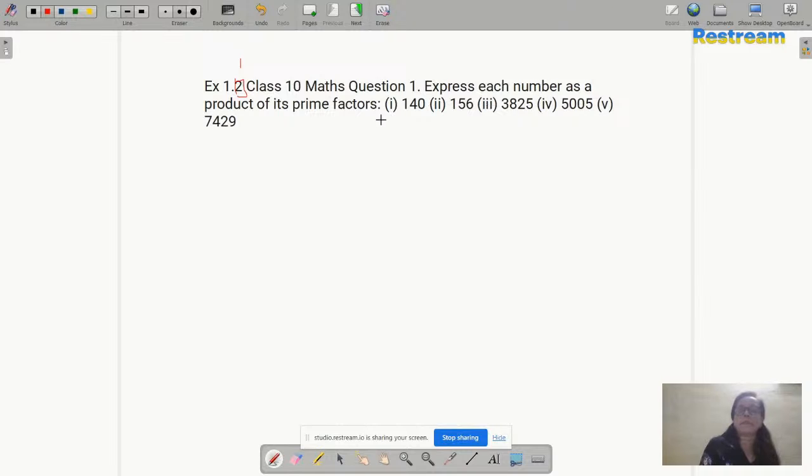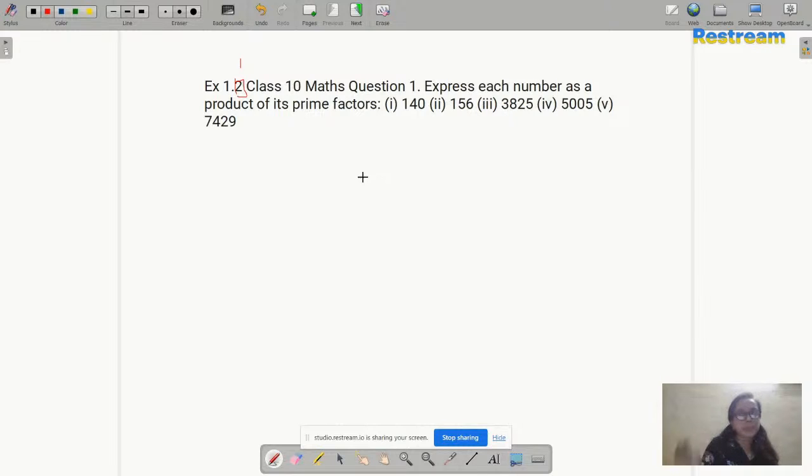Express each number as a product of its prime factors. Here you see, children, the important questions must always be repeated; the board will repeat certain questions only. They will not ask all the questions. One question many times they have repeated from the second exercise: prove that root 3 is irrational, root 5 is irrational, root 7 is irrational, that type of questions. Then in that same exercise you can see that 5 plus root 3 is irrational. Then a combination of rational and irrational numbers is also irrational. That also we want to prove.